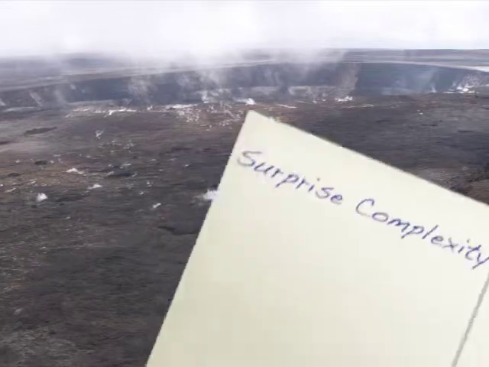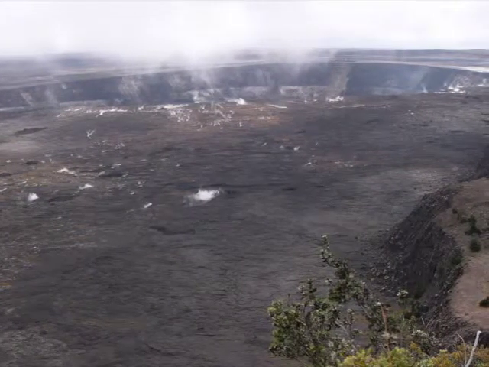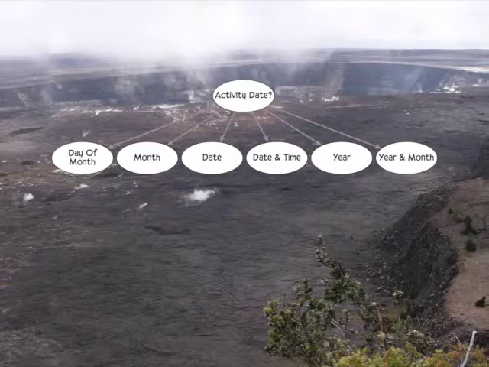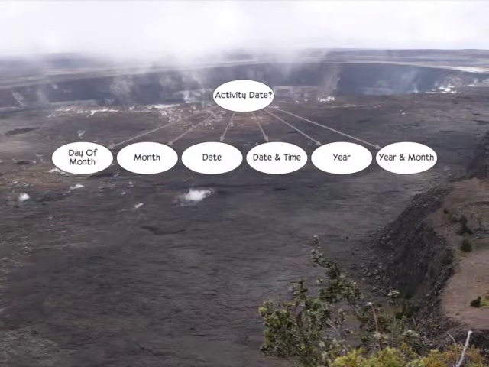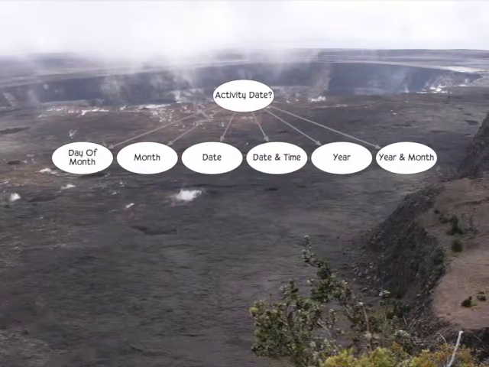Objects that you think are very simple turn out to be much more complex than you thought, and that can be an unpleasant surprise. A good example is dates. We talked about activities earlier, and activities have a date. And we all know what a date is, right?